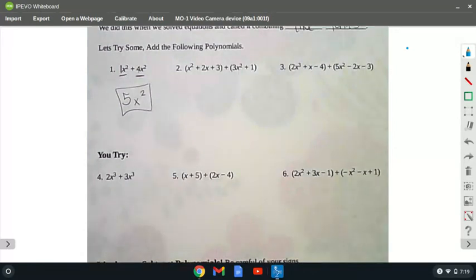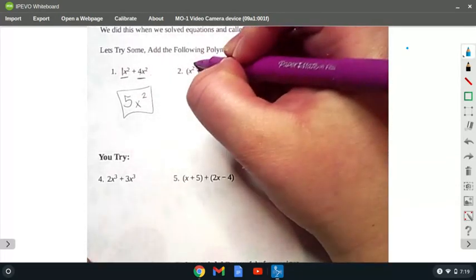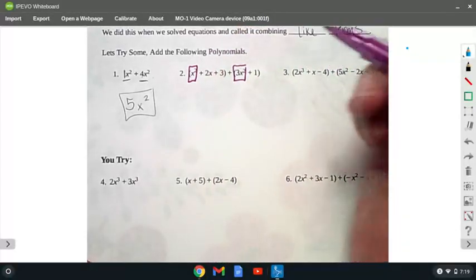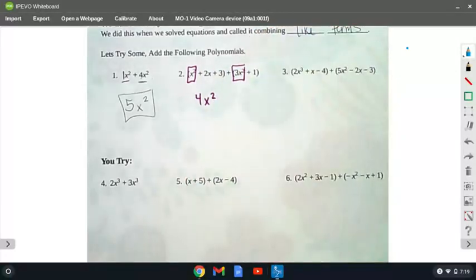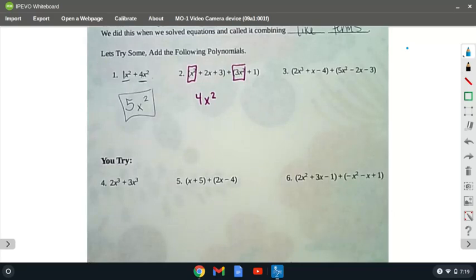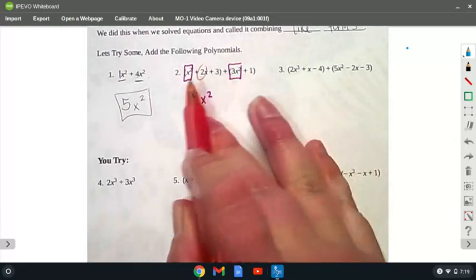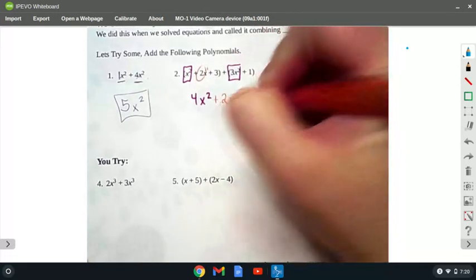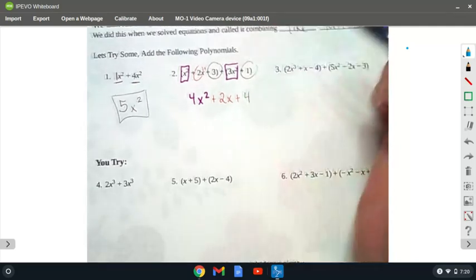In the next problem, I'm going to circle terms that are like terms that I can add together. So this is to the power of 2, and so is this. So I can add those together. That's a 1 and a 3, so that's going to be 4x squared. 2x has no like term in this other parenthesis or in its own. There's nothing else that has a degree of 1. So I'm just going to write that down here. And then lastly, I have 3 and 1 that can be added together to get 4.